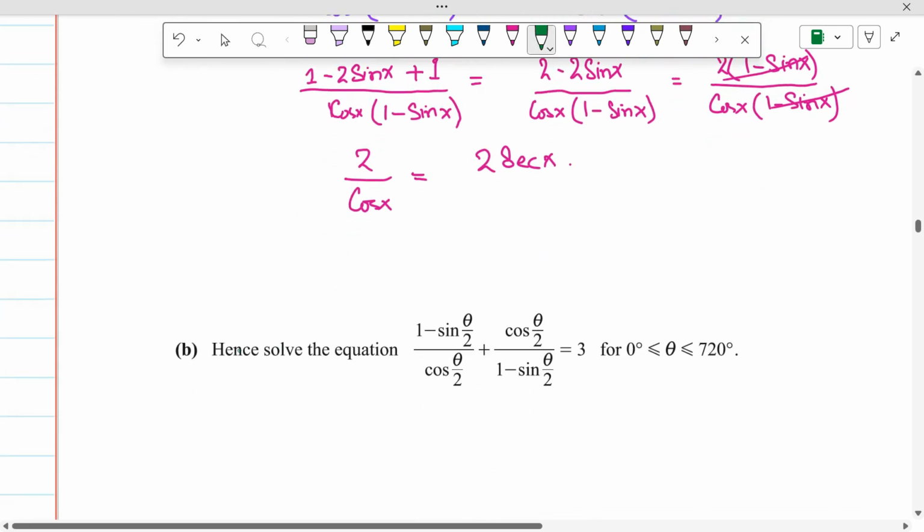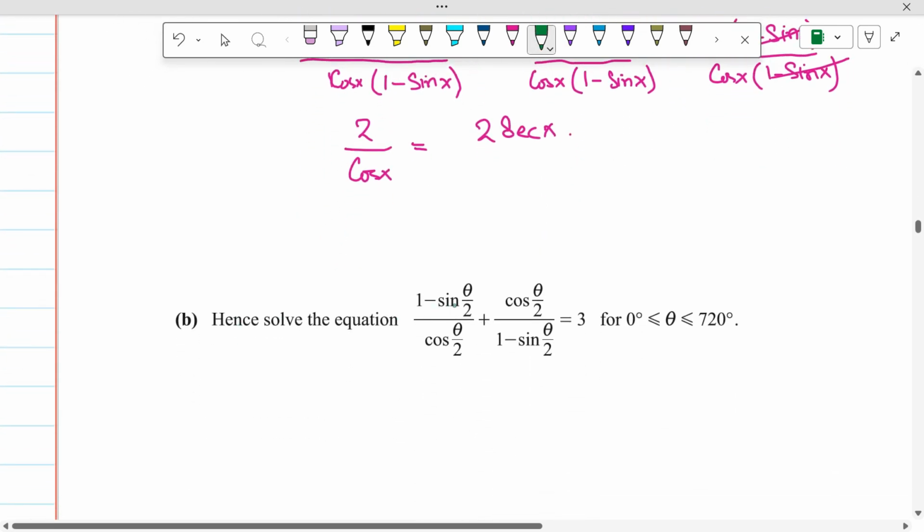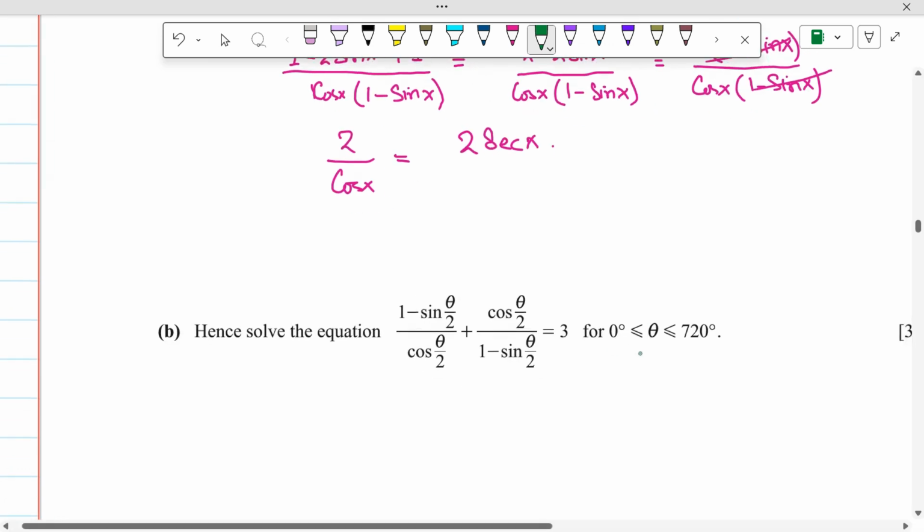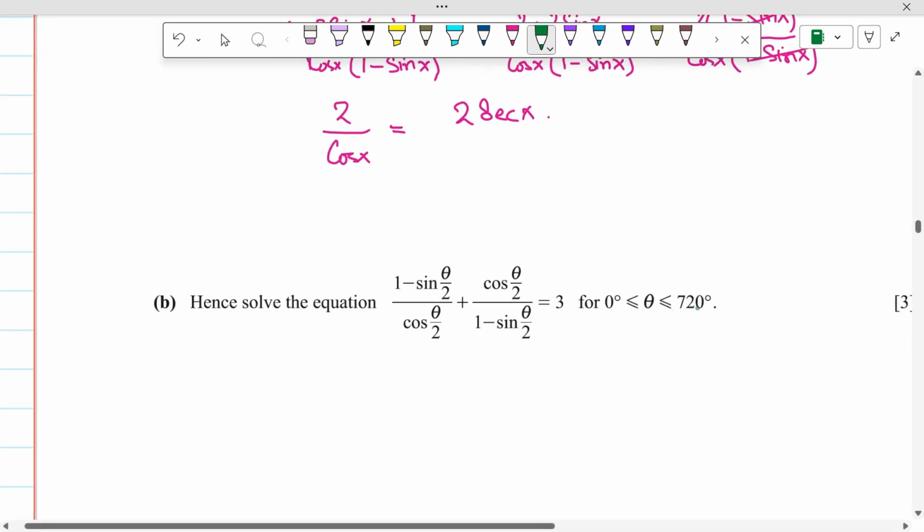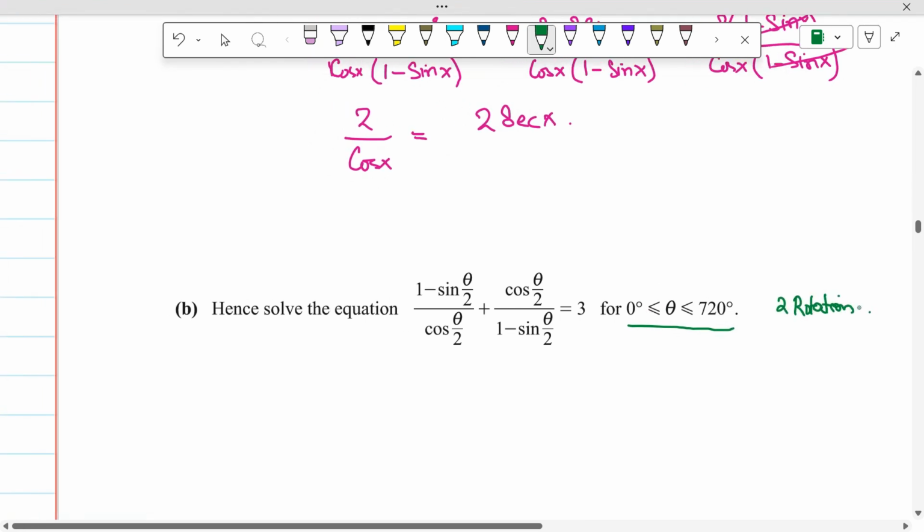Got it? Hence, solve the equation (1 minus sine of theta over 2) over cos of theta over 2 plus cos of theta over 2 over (1 minus sine of theta over 2) is equal to 3, for theta less than or equal to 720 and greater than or equal to 0. So it means we will have 2 rotations. 2 rotations mean 2 times 360, or 2 revolutions you can say.